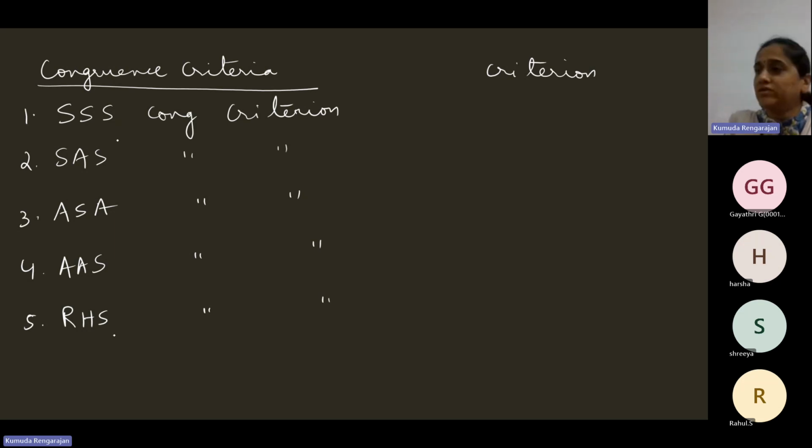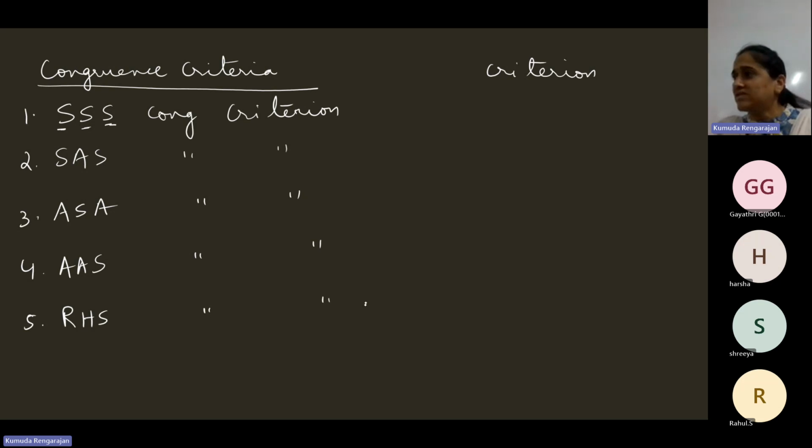So these are the 5 different congruence criteria. What are these? See, SSS. A pair of 2 sides equal, 2 sides equal, 2 sides equal. That means when all the 3 sides of the first triangle are equal to the corresponding 3 sides of the second triangle, we don't have to check the angles at all. If the 3 sides of the first triangle are equal to the corresponding 3 sides of the second triangle, then the 2 triangles are congruent. They are identical by the SSS congruence criterion.